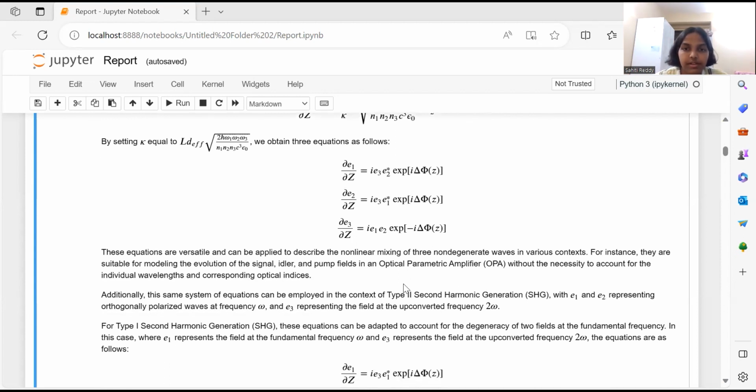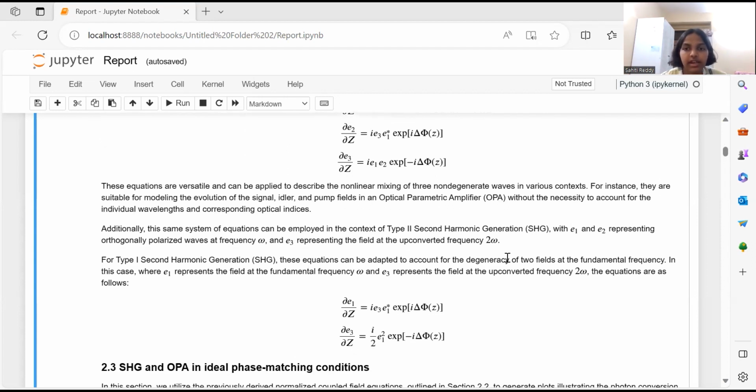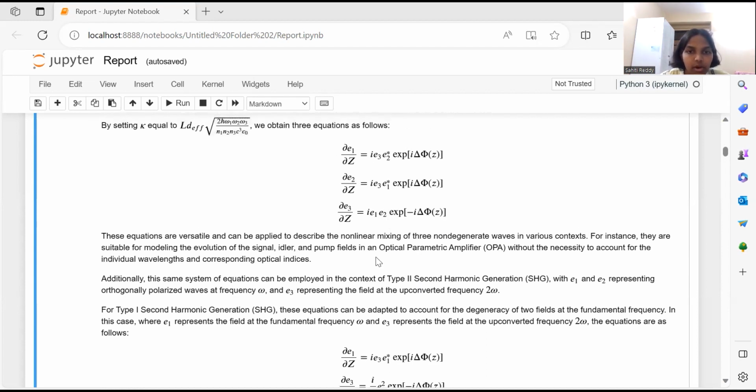For example, we can use them to model the evolution of signal, idler and pump waves in optical parametric amplification without having to account for individual frequencies and individual optical indices. We can also use them for type 2 second harmonic generation, with E1 and E2 representing orthogonally polarized waves at omega and E3 representing the upconverted frequency 2 omega.